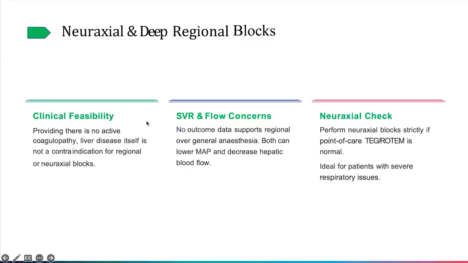There's no outcome data showing either general anesthesia or regional anesthesia is superior to the other, because both can cause low MAP and decrease hepatic blood flow. So nothing is superior. But regional anesthesia is ideal for a patient with severe respiratory issues, so you can go for neuraxial blocks and deep regional blocks provided your ROTEM is known.